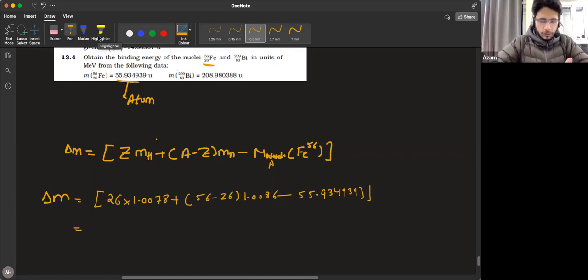Okay, let me use my calculator. But you have to do it on your own in your exam. These are questions from the previous years. You will get these type of calculations in exams also.